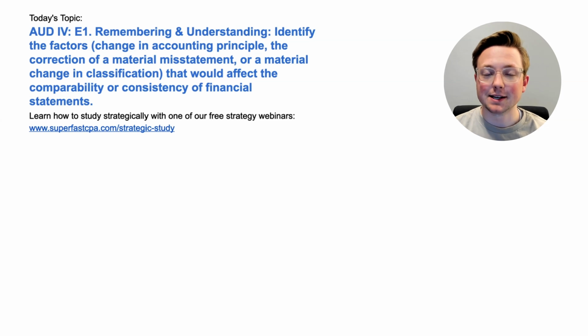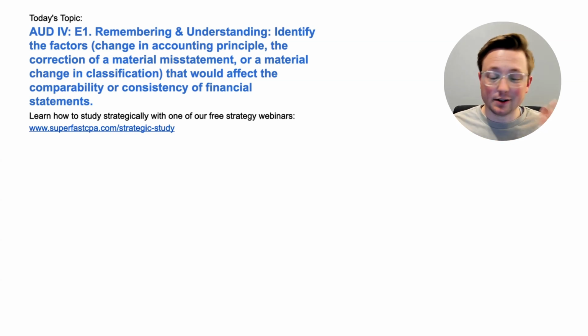And we're going to be doing that the SuperfastCPA way, which is diving straight into the questions to learn the material. Now, in today's video, this is going to be another shorter video, so the YouTube version is going to be 5 questions, and the member version is going to be 5 questions as well, because this is a very small, simple topic. We're really just going to be talking about how change in accounting principle, correction of material misstatement, or a material change in classification affects comparability or consistency. There's not too much to it.